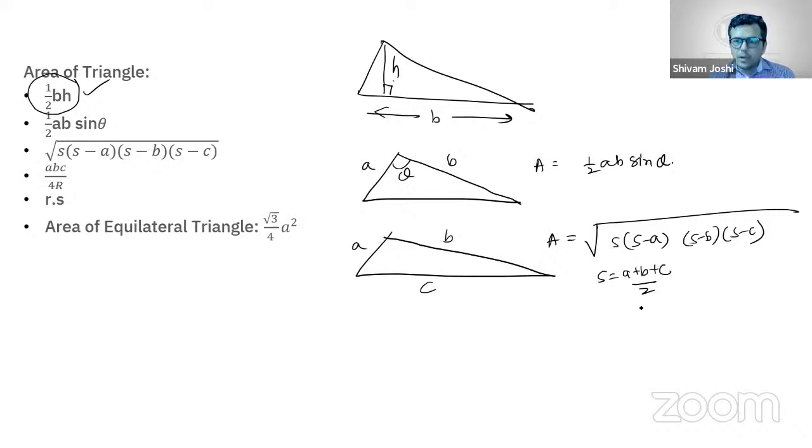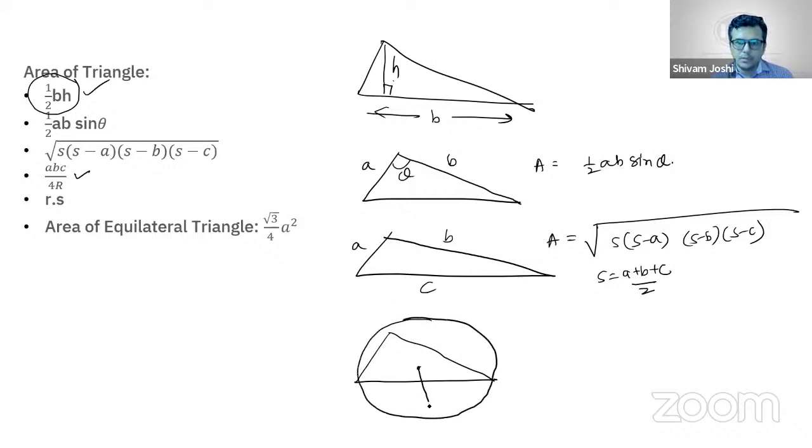The next formula for the area of a triangle is in terms of the circumradius: abc upon 4R. So what exactly does this mean? Suppose you have a triangle and a circumscribing circle. The radius of this circumscribed circle is capital R, right? So if you want to give your area in terms of the circumradius, you will be using this abc by 4R formula.